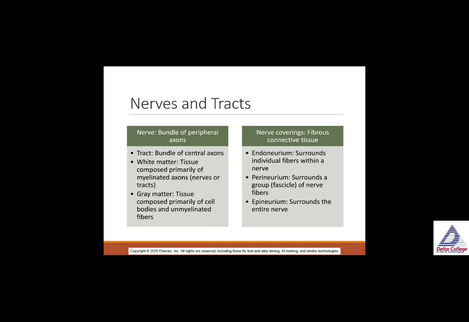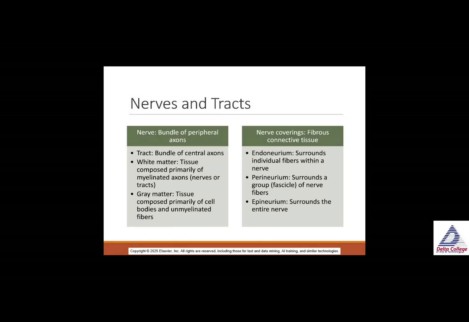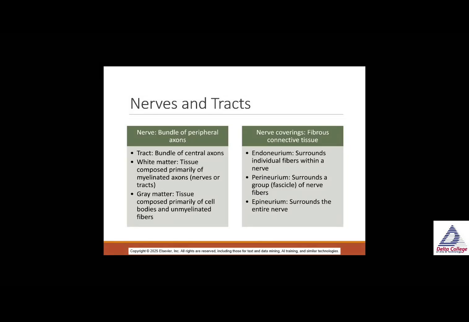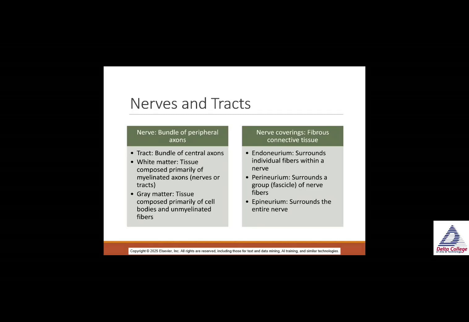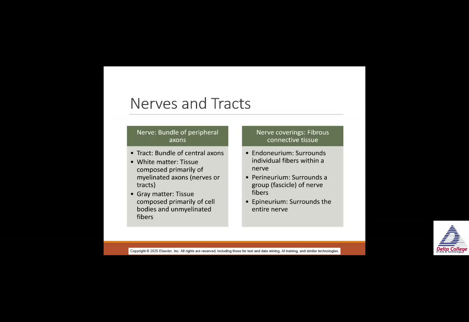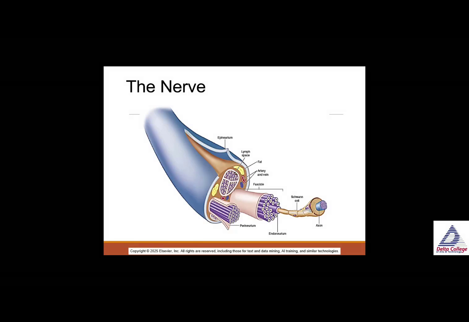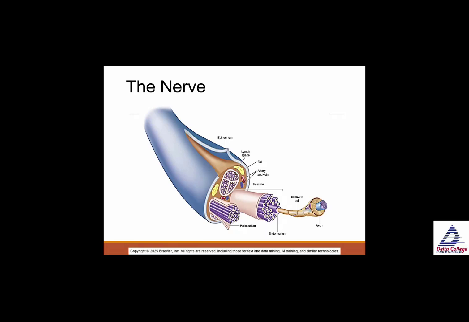Nerve coverings are this fibrous connective tissue. Something called an endoneurium, which surrounds the individual fibers within a nerve. The perineurium surrounds a group or fascicle of nerve fibers. And the epineurium surrounds the entire nerve. So you can see the epineurium that's got the entire nerve, perineurium, that's got the little fibers, endoneurium, which is the one axon. So you can kind of see how this is made up in there.